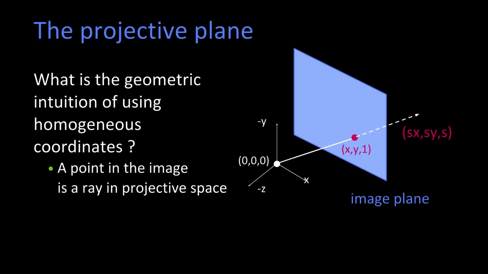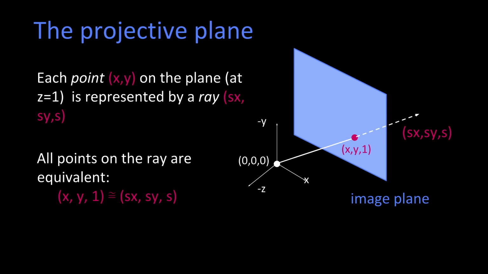All right, so why projective geometry? And we're going to show you some of the math. All right, so what is the geometric intuition of using homogeneous coordinates? Well, basically, the idea is that a ray in space is mapped to a point in the image. So here you see a ray that intersects the image plane at z equals 1.